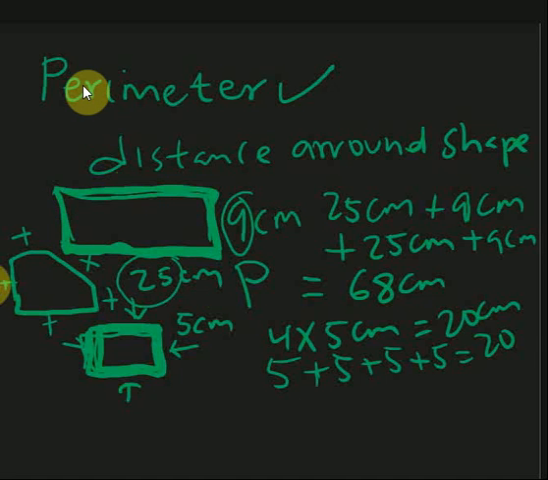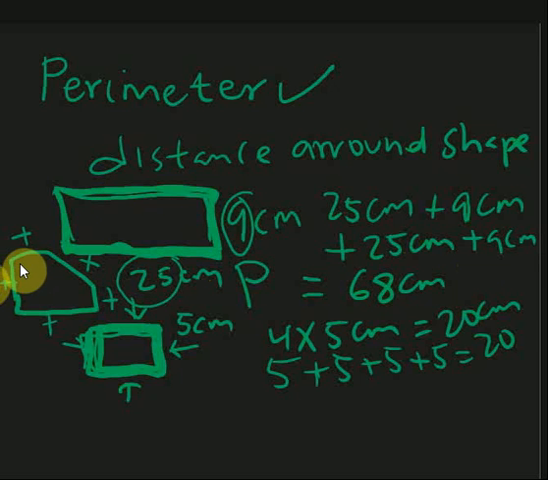So when you do perimeter, you add all the sides. So what do we have? We have 25 this side plus 25 this side, 50. 9 this side and 9 this side is what? 18. It will become 68. So the perimeter of this rectangle becomes 68 because you add all around.